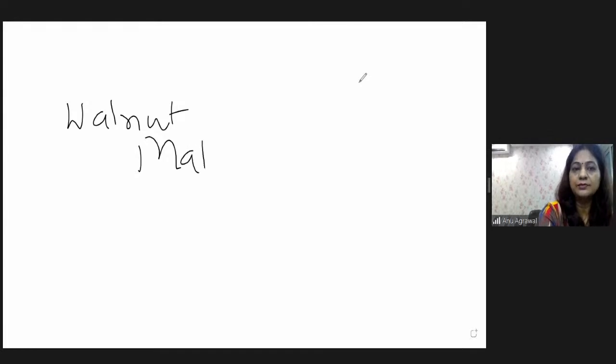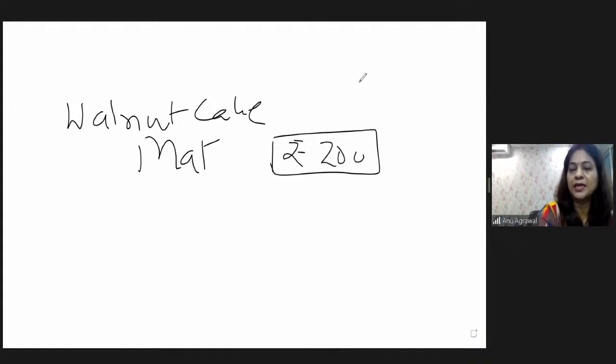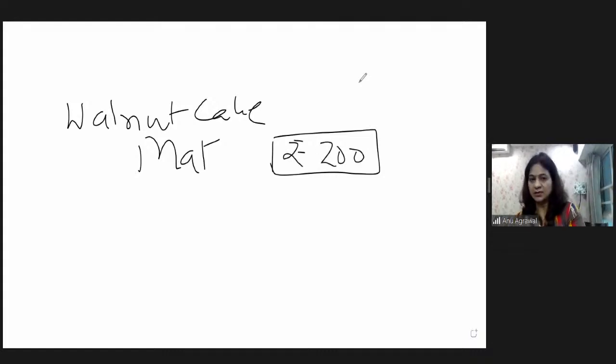I would know the material, right? What is the material being used? Let's say I require material worth 200 rupees. I require walnut. I require certain material that would be common because I'm making cake, but there is something specific to walnut cake, and that is the use of walnuts.